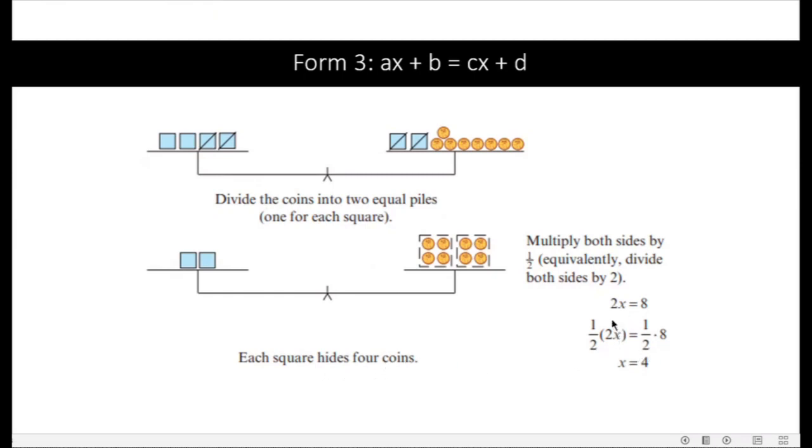So, each square hides 4 coins. So, ang mangyayari ngayon sa ating abstract, 2x equals 8 multiplied by 1/2, left and right. So, 1/2 of 2 is 1. So, 1 times x is still x. Then, 1/2 of 8 is 4. Therefore, ating final answer, x is equal to 4. Okay?